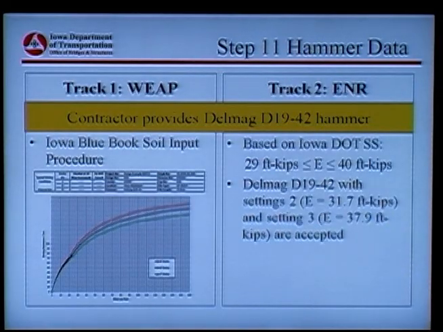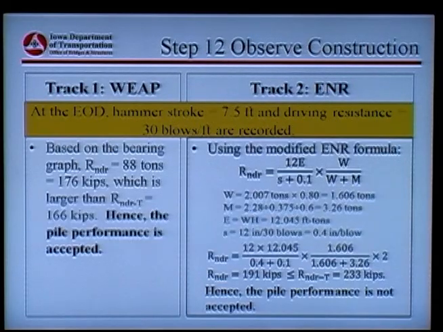For example, a contractor provides a Delmag D19-42 as the hammer. You have the bearing graph, and you check the requirement of the hammer to satisfy the minimum and the maximum energy. And you record the driving blow counts as well as the hammer stroke. For example, at the end of driving, the hammer stroke is 7.5 feet. The driving resistance is 30 blows per foot.